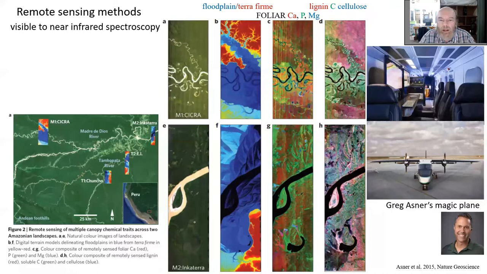We would have to have specific signatures for all the tree flora from a given region. And as far as I know, this hasn't happened yet. One of the leading teams is Greg Asner's from the US, and they have this, I would say, very cool plane with the remote sensing, which is processed in real time on board of the plane. So that's kind of ecology I like.